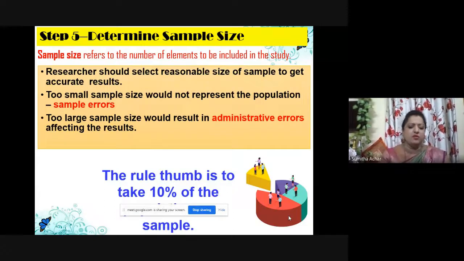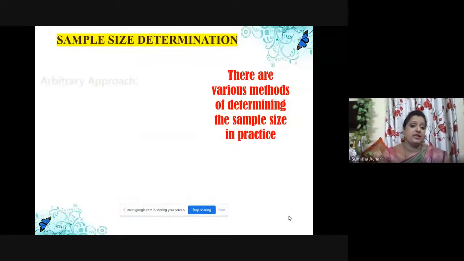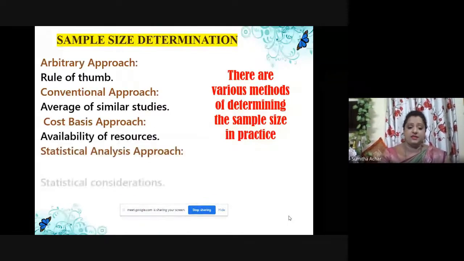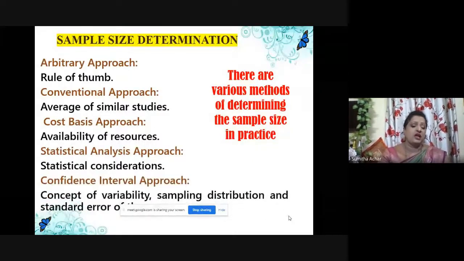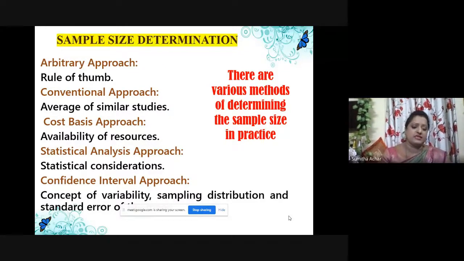It's an ideal thumb rule that normally people tend to give. But statistically, there are various other methods, right? Sometimes you can use an arbitrary approach, that is a rule of thumb. Conventional approach: average of similar studies. You do a literature review, and you understand in those studies they have taken an ideal sample size as so and so, and you can take a call on that as well. That's a conventional approach.